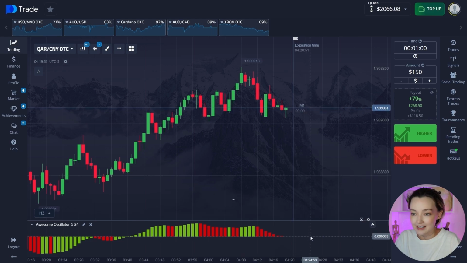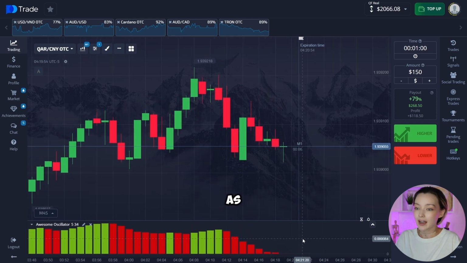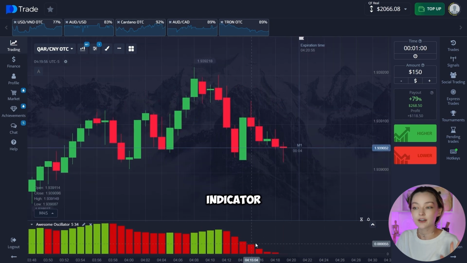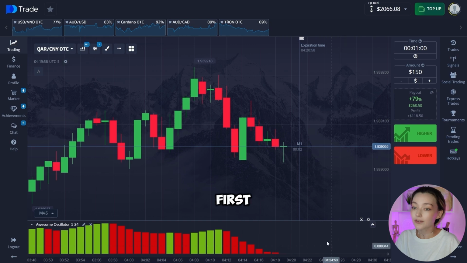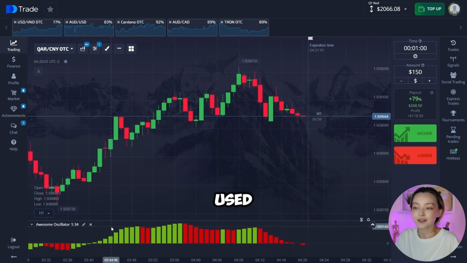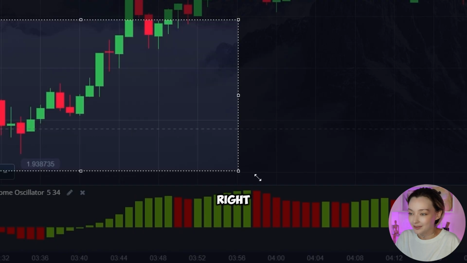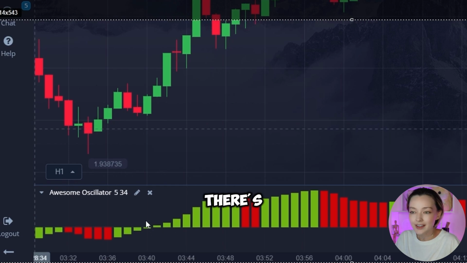So, let's see. Guys, as I've said, that's only the case if the indicator goes below 0. If we see the first tick appearing below the 0 line, just like it used to happen historically, right here, let's take another look right here. There's our first tick above 0.